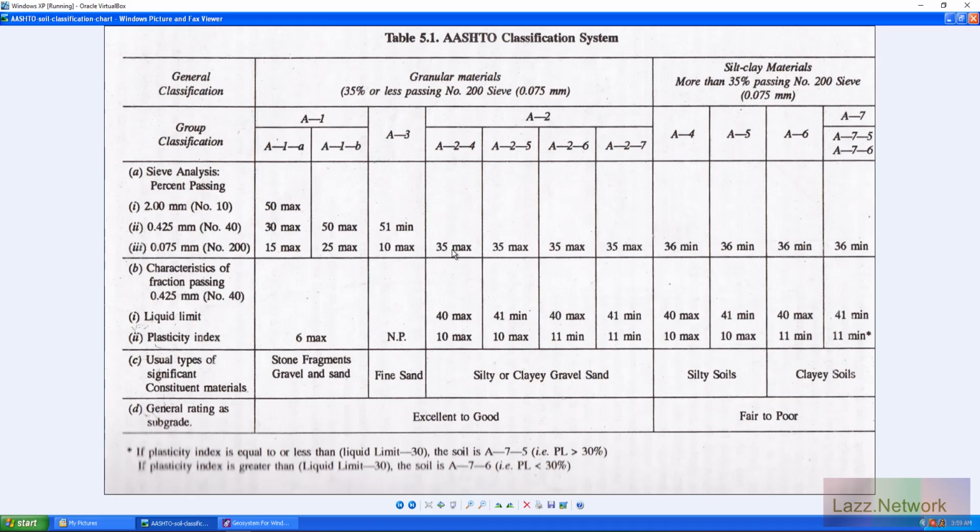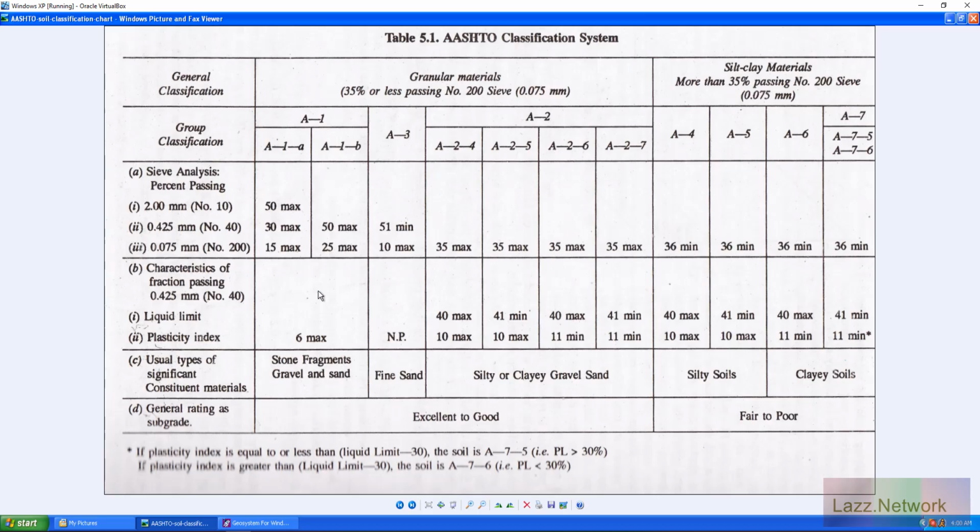What makes it go into the A2 is if it has a maximum of 35% passing your number 200 sieve. But also keep in mind, if we look back at our gravel in general, we have 15 to 25% maximum. And then obviously if anything's over 35, then we start getting into our A4, A5, A6, A7 group.